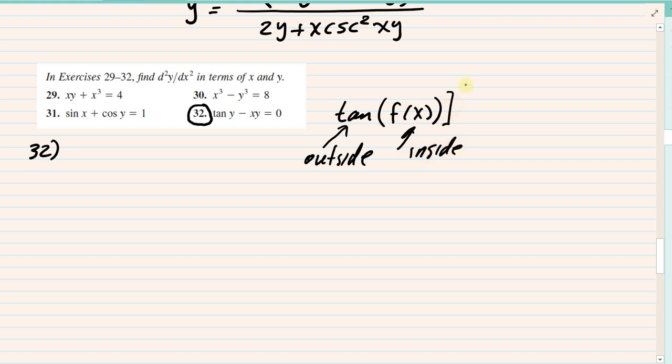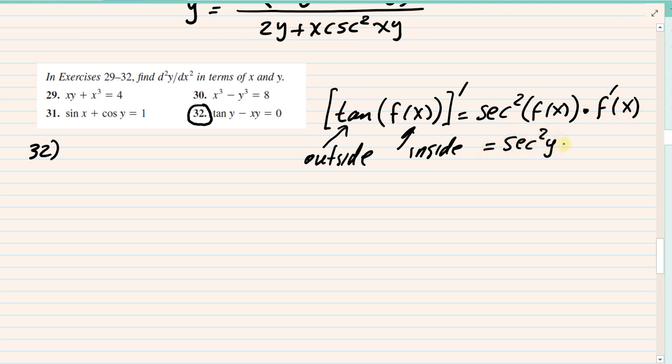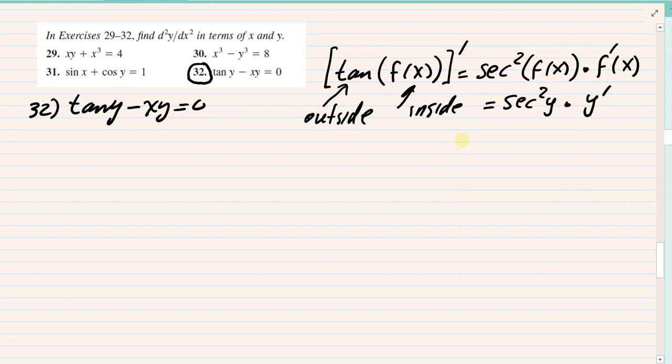Okay, so if you want to find the derivative of tangent, well, the derivative of tan is secant squared of whatever is inside, and then times the chain rule, the derivative of the inside, right? Now, we're going to call f of x y, so that's secant squared y times y prime. Okay, so then I'm going to write that. Therefore, number 32, tan y minus xy is 0. Again, this looks pretty innocent to begin with, but it's going to end up being a complicated expression once we get to the second derivative.